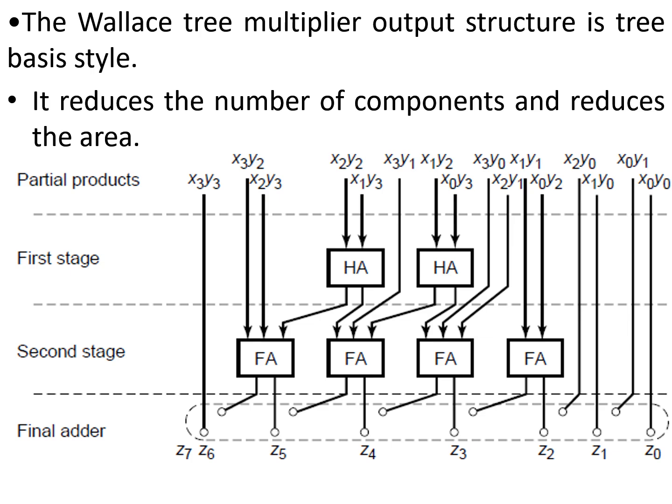The Wallace tree multiplier output structure is a 3-bit structure and it reduces the number of components and also the area thereby. So this diagram represents a 4 cross 4 Wallace tree multiplier where we have initially the partial products obtained from the two inputs X and Y, and at the first stage we have two half adders, and in the second stage we have 4 full adders, and finally we have a conventional adder to obtain the final output.